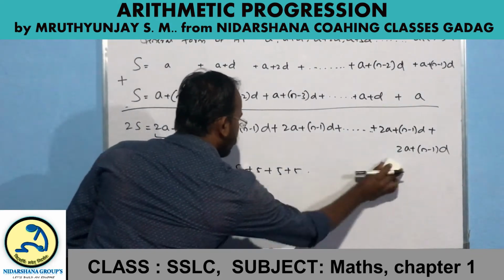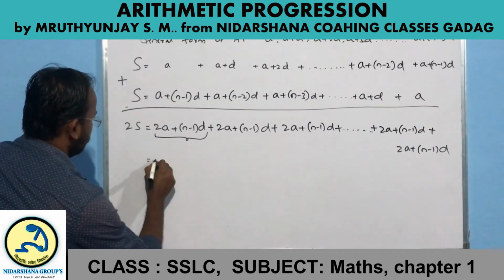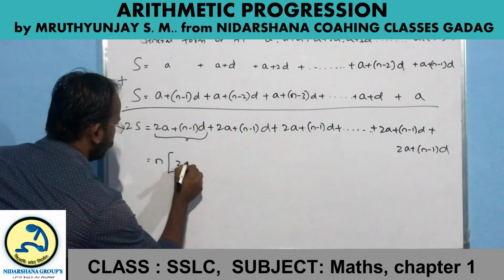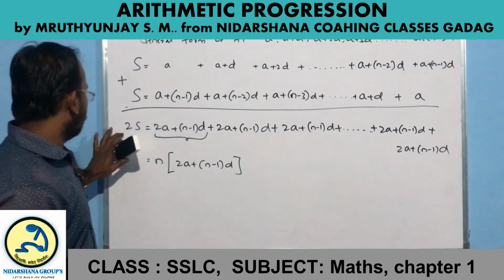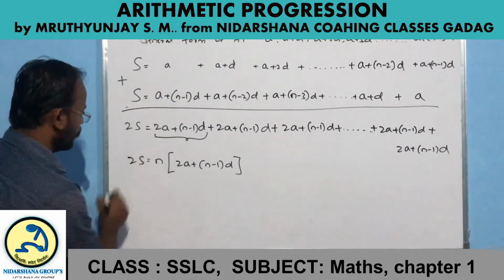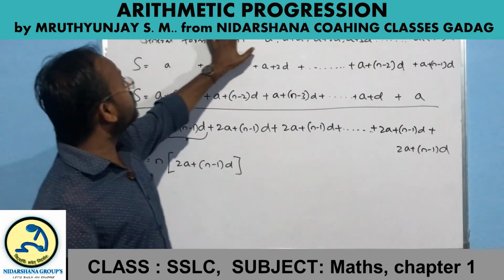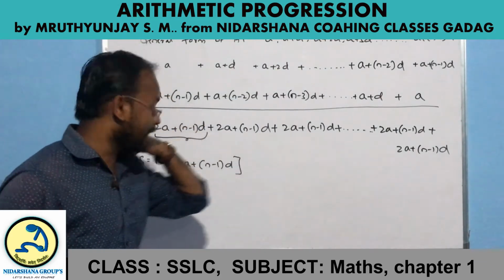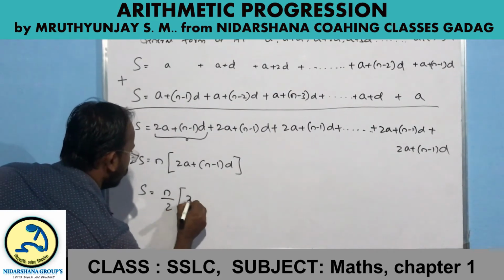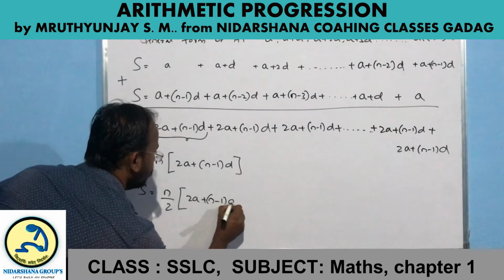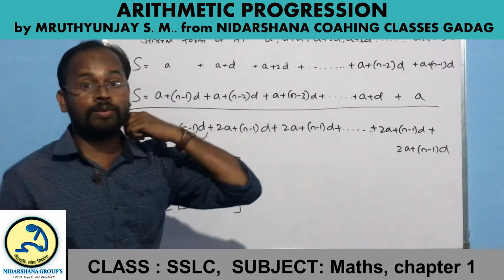Okay, so I will multiply this with n into 2a plus n minus 1 into d. Here on the left side I will keep 2S as it is. What we need is the expression for the sum of first n terms of an arithmetic progression. We need to get S here. So that is S is equal to n divided by 2 into 2a plus n minus 1 into d. I keep it as it is. Okay, so this is the expression for the sum of first n terms of an arithmetic progression.